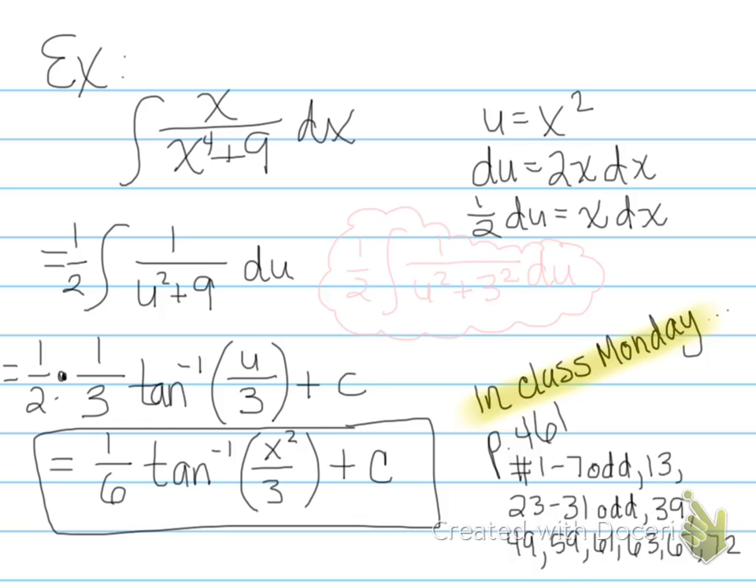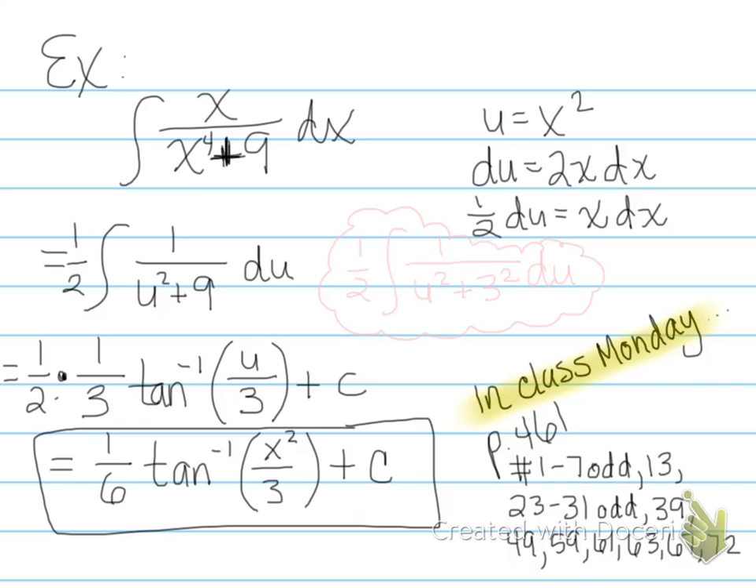If we're integrating something like x over x to the fourth plus 9, you can recognize that as a version of the formula we just looked at, right? So take yourself through these steps. There's a little u du substitution there: we let u equal x squared. du is 2x dx. 1/2 du then is x dx. So I have 1 over u squared plus 9 du.